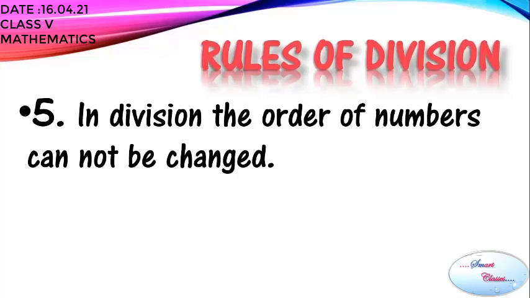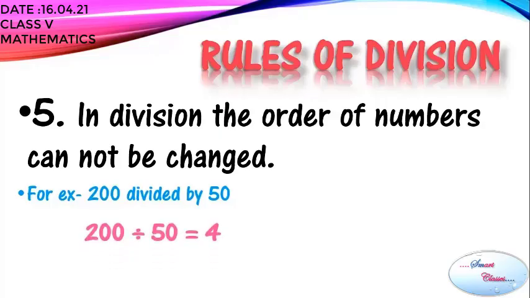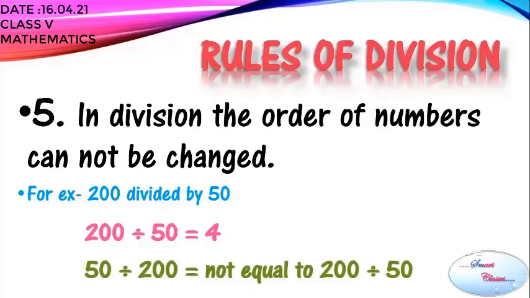Rule number 5. In division, the order of numbers cannot be changed. For example, 200 divided by 50 will give us 4. But what if we change the order? 50 divided by 200 is not equal to 200 divided by 50. The answer will be changed.